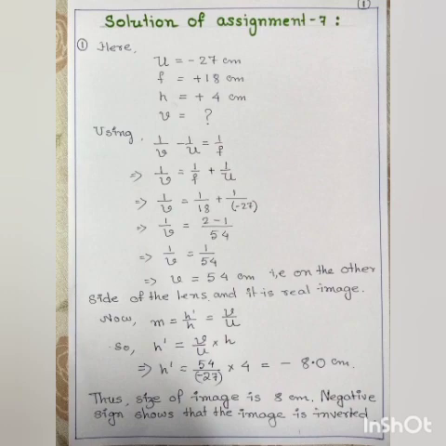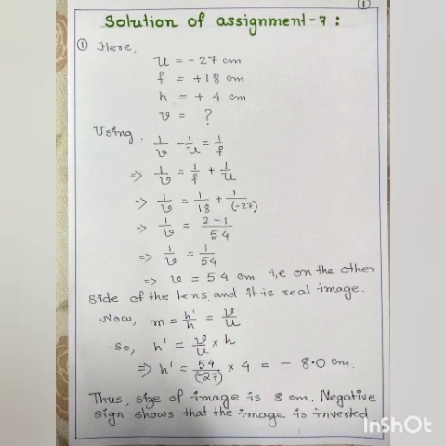For that we will use the lens formula, that is 1 by v minus 1 by u equals 1 by f. Now our target is to derive the image distance, that is v. So except v, transpose all the terms to the right hand side and then substitute their values with proper sign convention. Now see, 1 by v is equal to 1 by 54, that is v equals plus 54 centimeter. It means the image distance is plus 54, that is on the other side of the lens, and it is a real image.